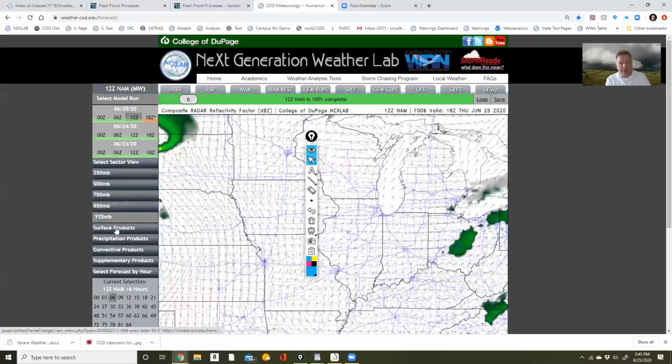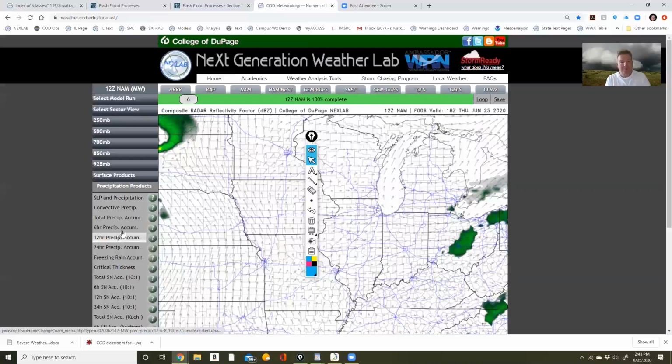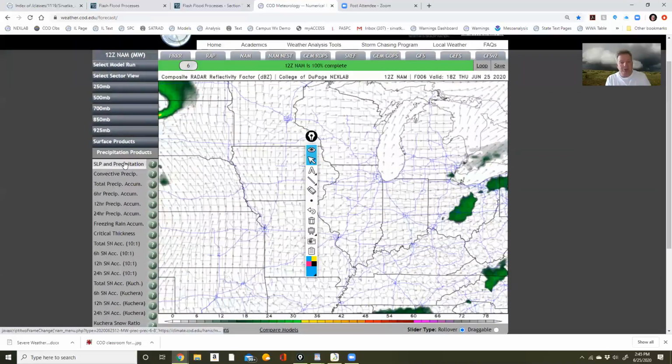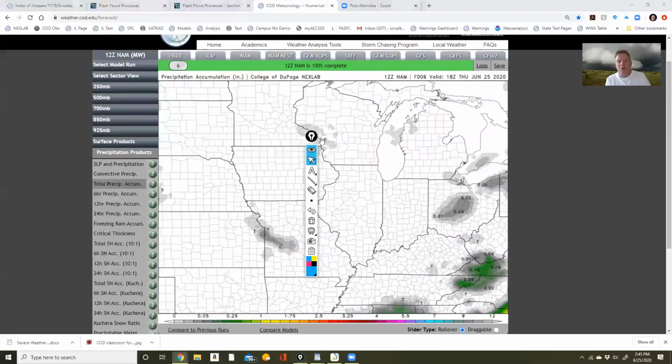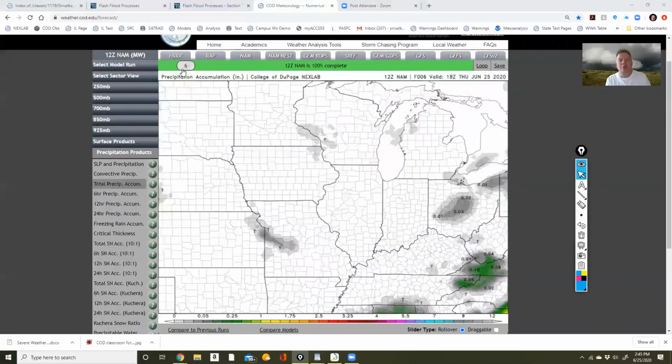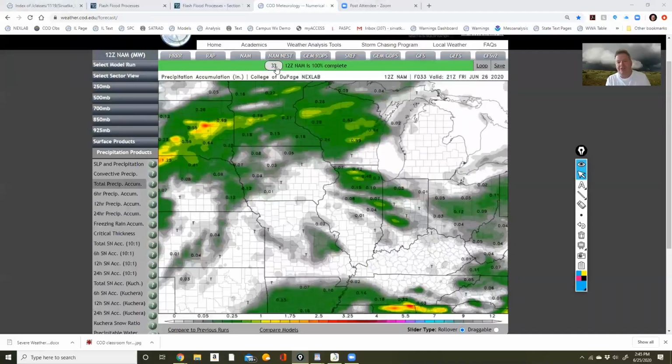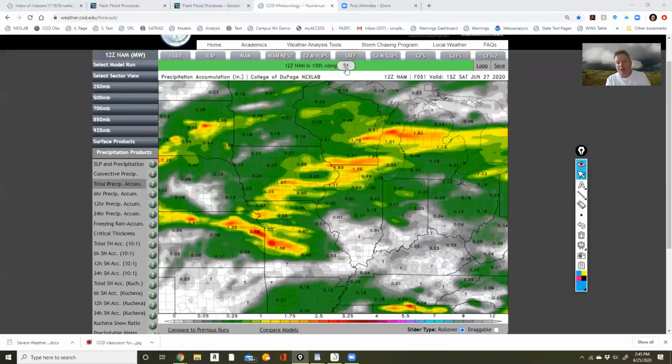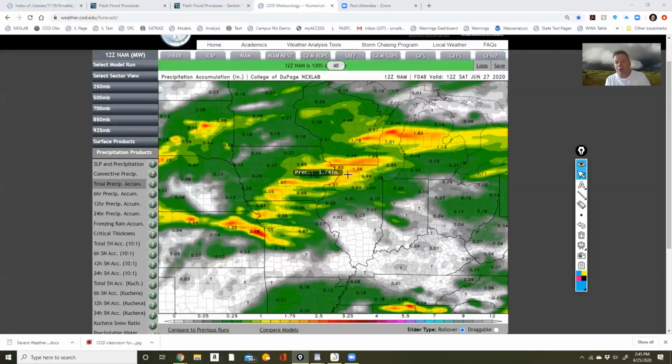And I would go in here where it says precipitation, or 6-hour, or total precipitation accumulation. Do you see that this is really QPF? This is what we're forecasting to be. And look at what we're getting across parts of northern Illinois into southern Wisconsin in the next, about 48 hours. We're looking anywhere from 1 to almost 1.5 to almost 2 inches of rain across parts of northern Illinois. That's the potential for flooding.